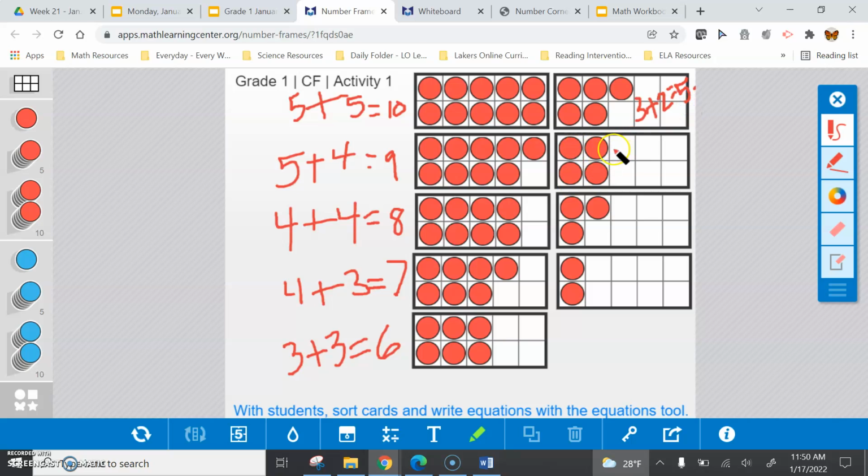This one is 2 plus 2. 2 plus 2 is 4. And then 2 plus 1 is 1 less than that, which is 3. Hope you're seeing how these doubles, plus and minus 1, really are things that we use quite a bit.